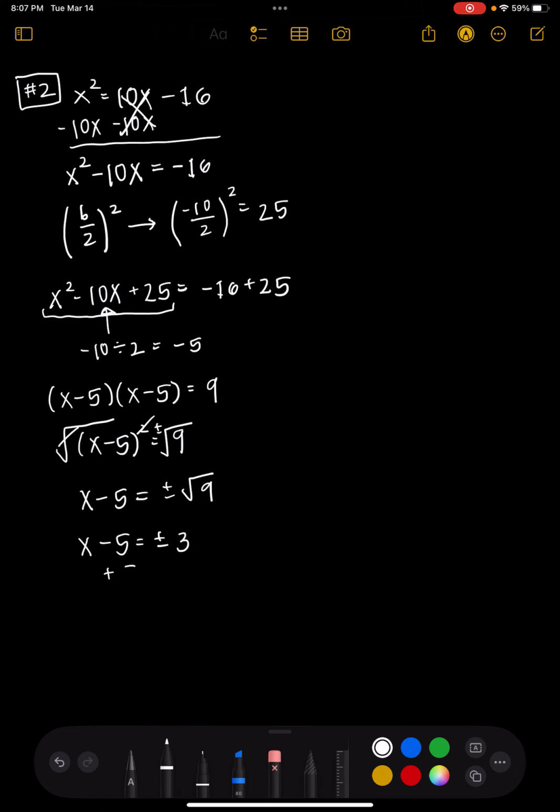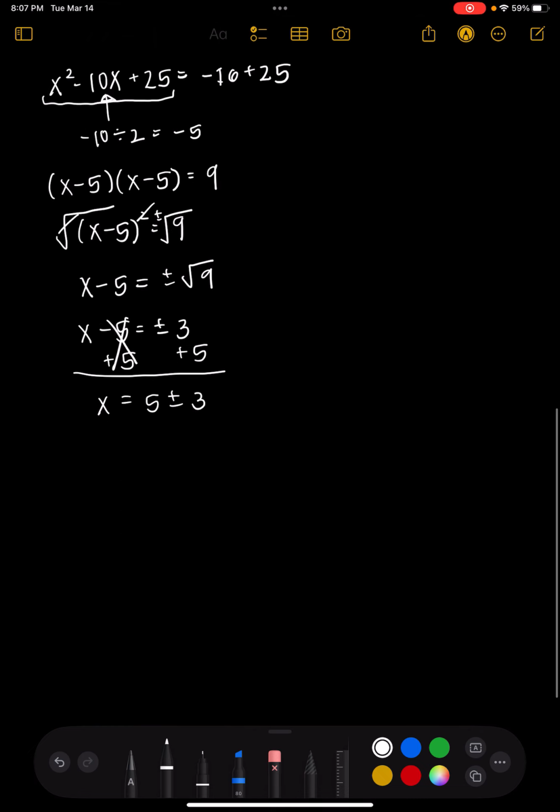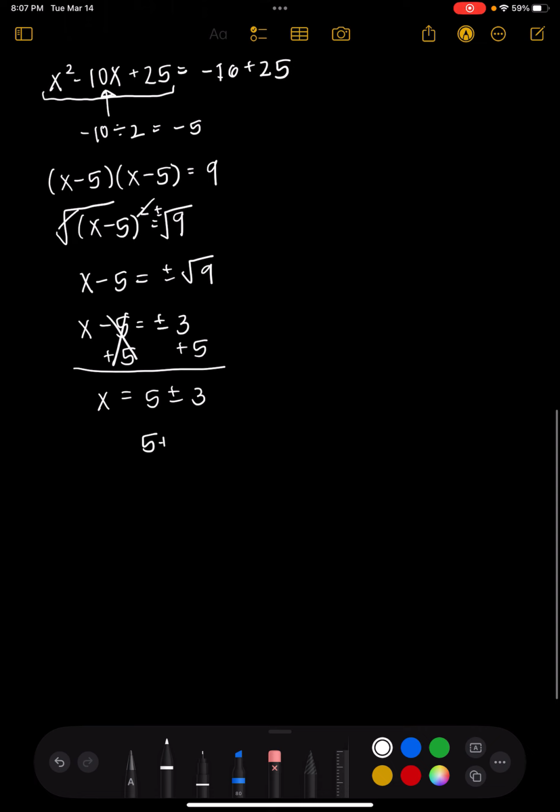Then I can add 5 to each side to get the x by itself. The 5's cancel out over here. We're left with x is equal to 5 plus or minus 3, which can be written as, I'm going to scroll down a little bit, 5 plus 3 or 5 minus 3.